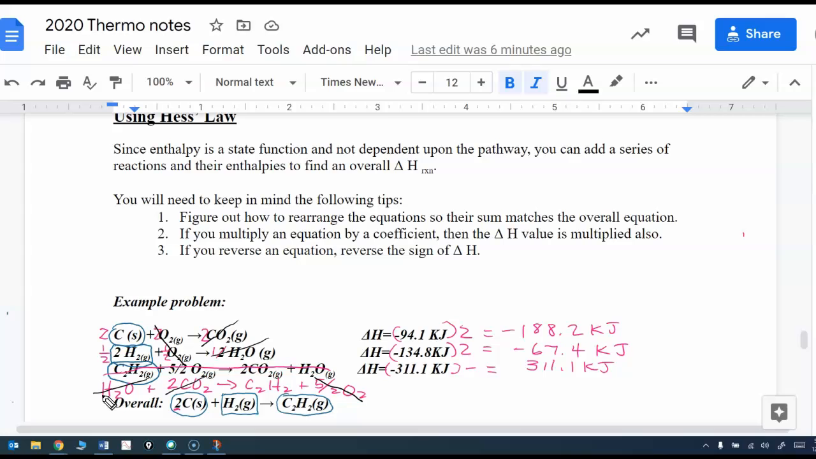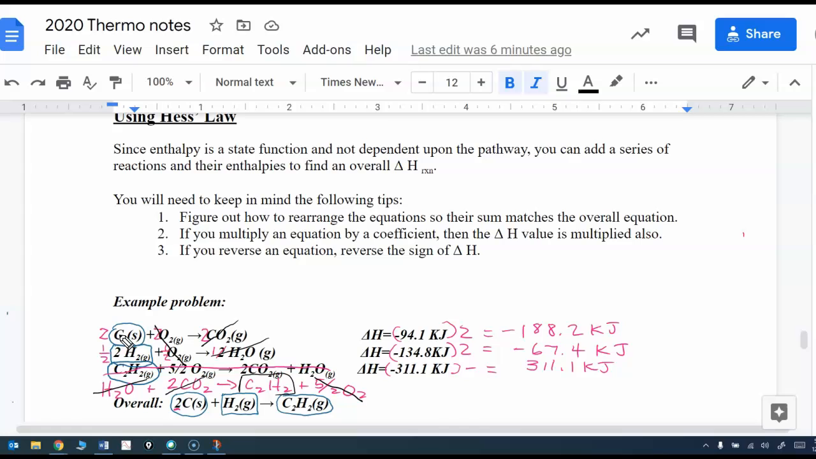So in the end, what I'm left with is my C2H2, which is right here, my H2, which becomes 1 right there, and 2. So that does come out to the overall equation. And then what I have to do is add all this up.